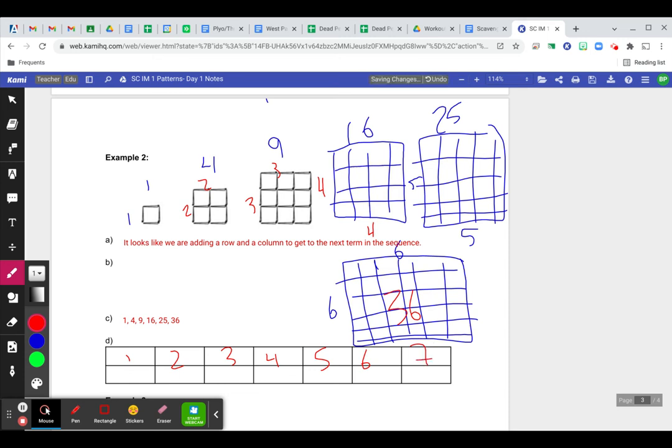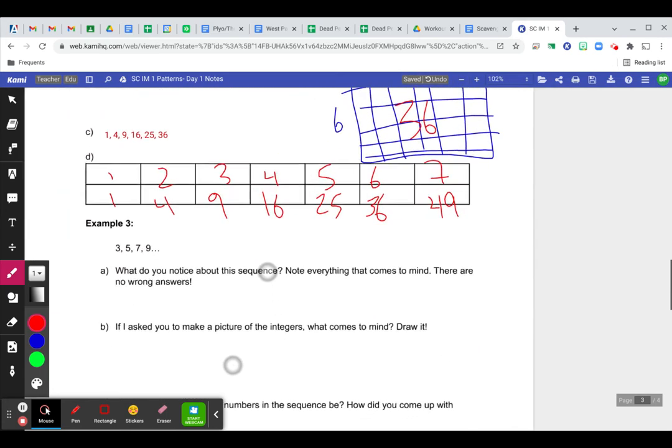This guy's going to keep on going, right? So we have 1, 4, 9, 16. You may be noticing now that it is the term number squared. So 1 squared is 1, 2 squared is 4, 3 squared is 9, 4 squared is 16. This would be 49, etc. And that's your table.